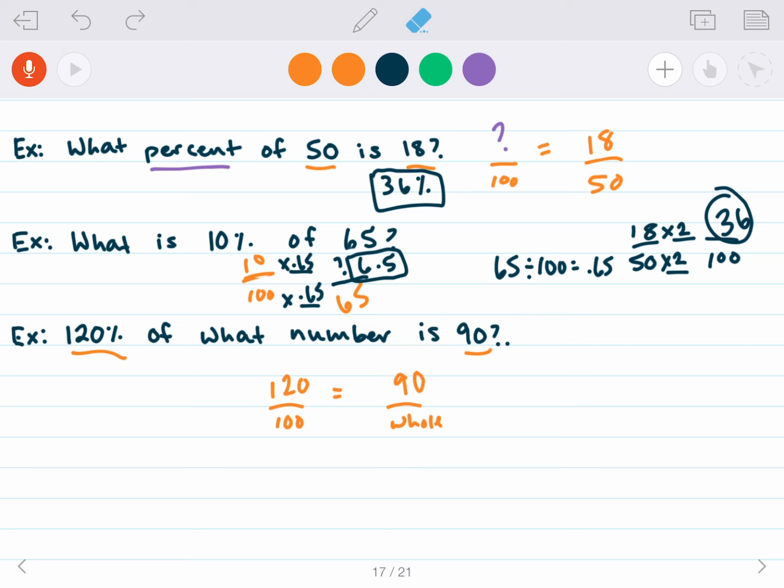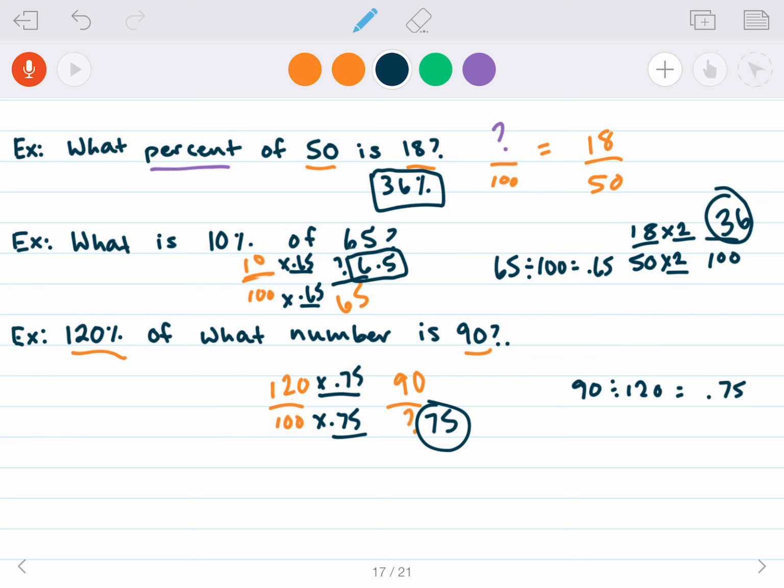Of what number? So we're going to put a question mark where whole is. Okay? So now we can see on top, 120 times what is 90? Well, 90 divided by 120, let's see what that is. That's going to give us 0.75. So I need to multiply top and bottom by 0.75. All right, so 100 times 0.75 is going to be 75. That's our answer. So 120% of 75 is 90.